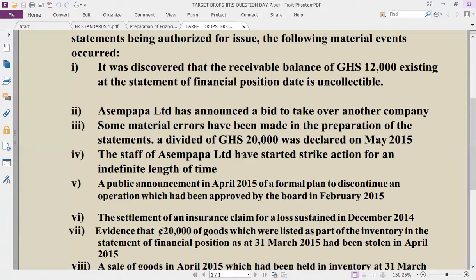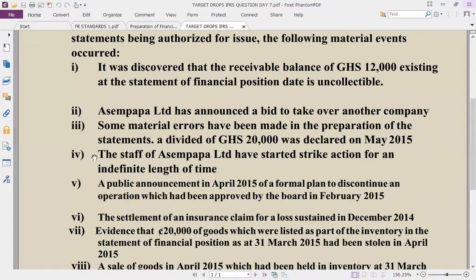Now, the second sentence suggests that a dividend of 20,000 was declared on 5th May 2015. Good. The financial year ends when? March 2015. And it declared the dividend when? May 2015. So it becomes non-adjusting to us. So in that sentence, half is adjusting, half is non-adjusting. Good. How do you get it? Perfect.